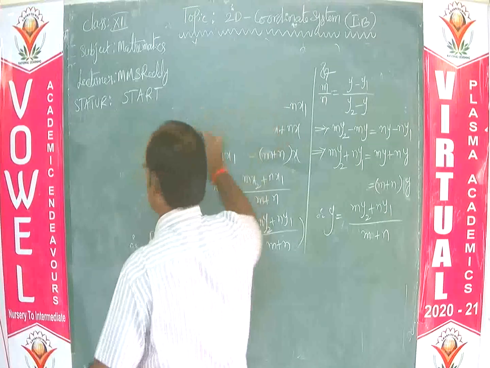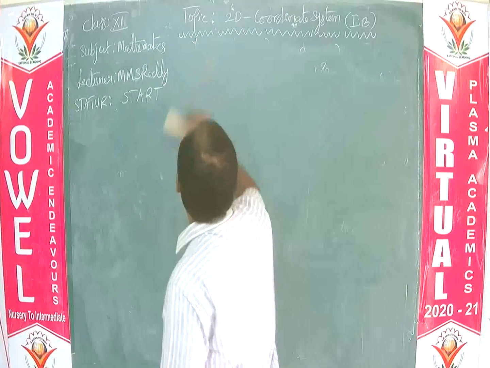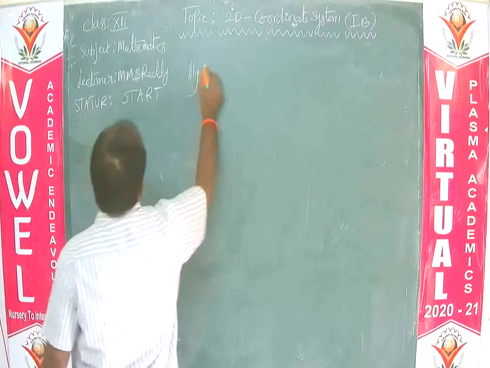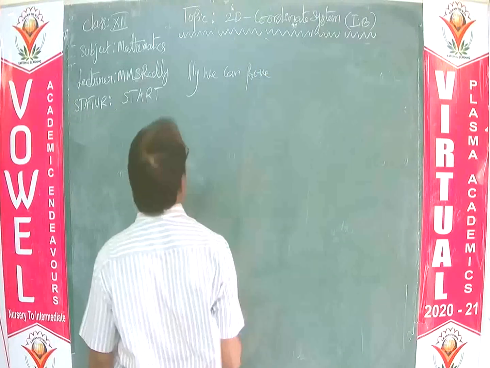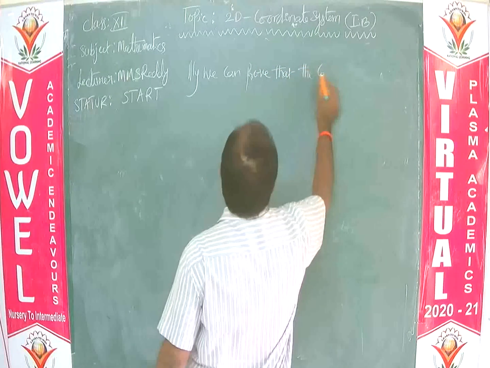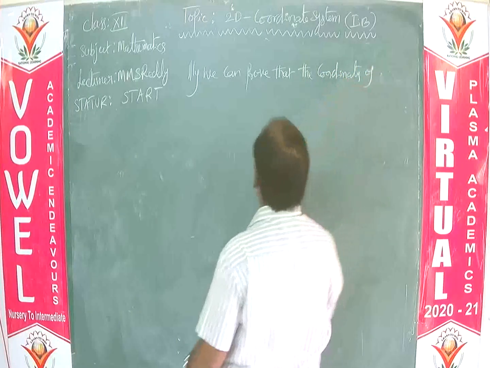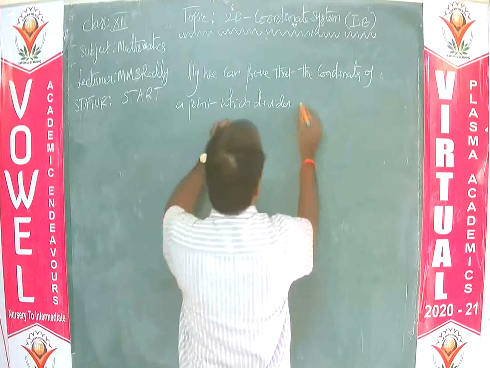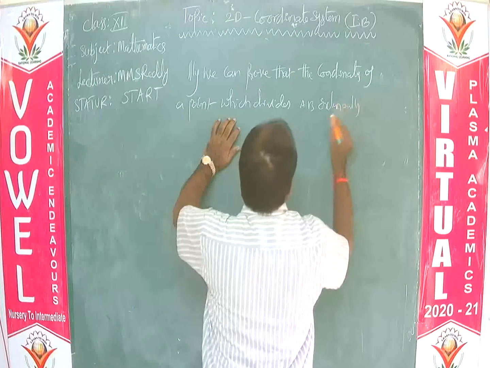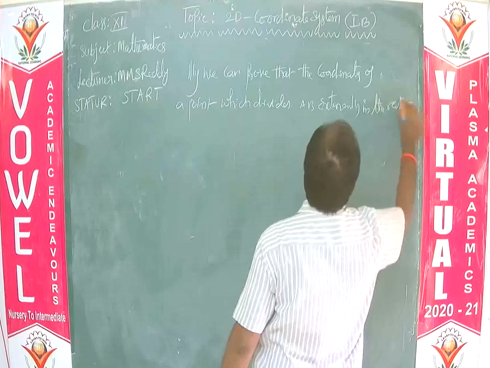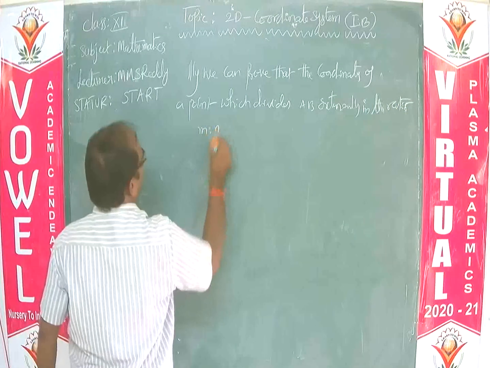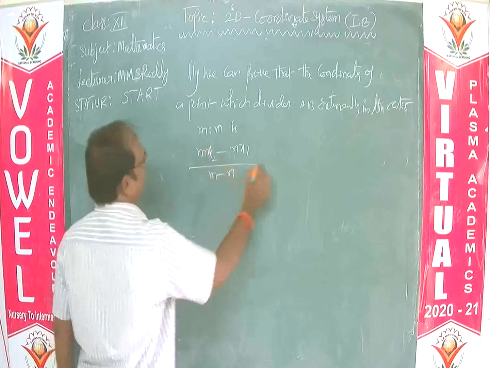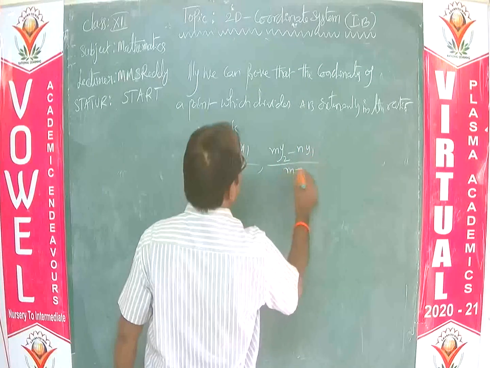In the same way, similarly we can prove that the coordinates of a point which divides AB externally in the ratio m is to n is ((mx2 minus nx1) by (m minus n), (my2 minus ny1) by (m minus n)).